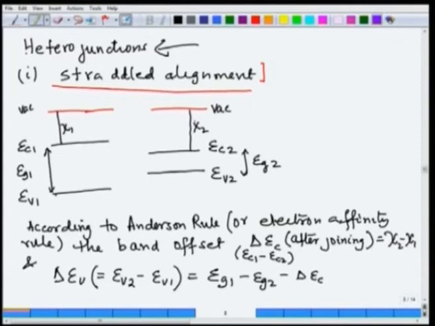Now, what do we do here in this case? How do we make band diagrams? In this case also, remember the Fermi energy, which I have not drawn yet here, that Fermi energy will have to become equal.